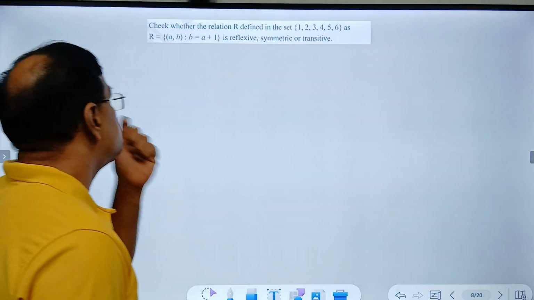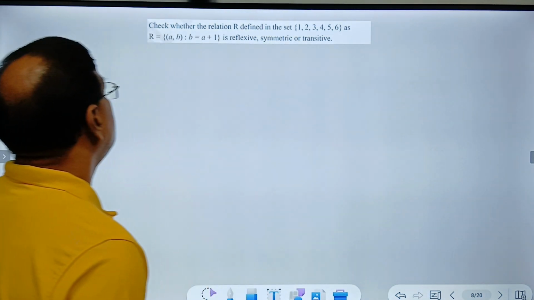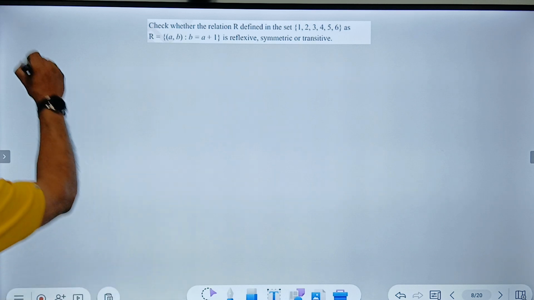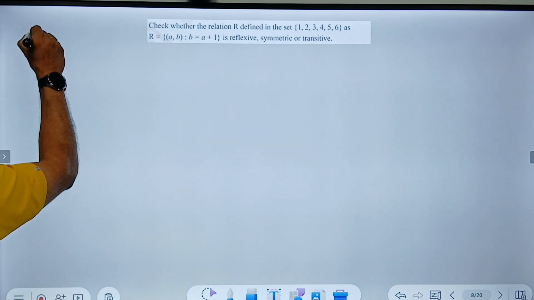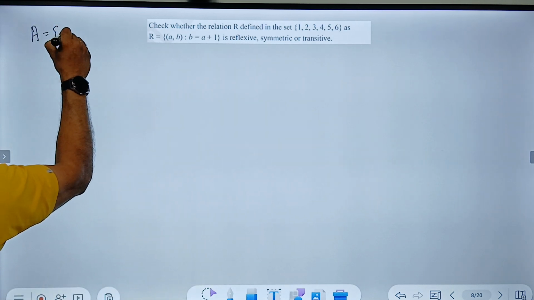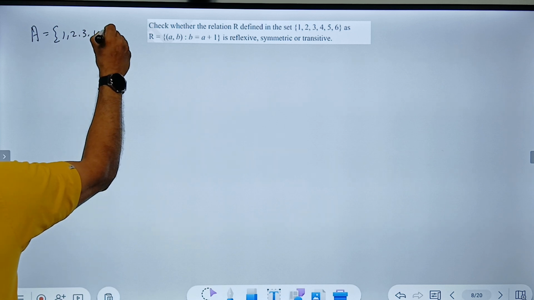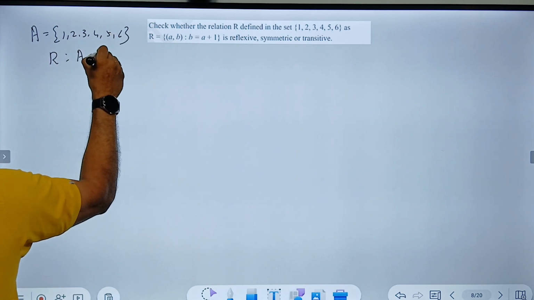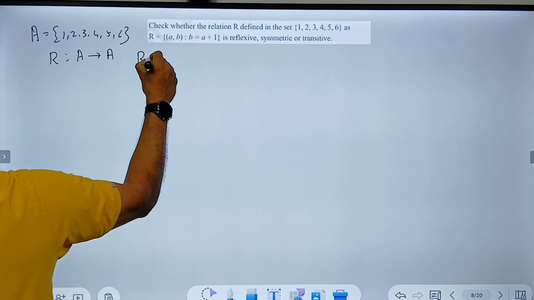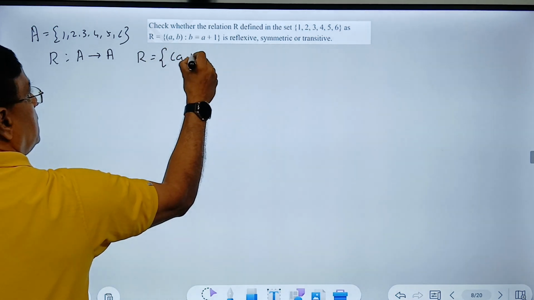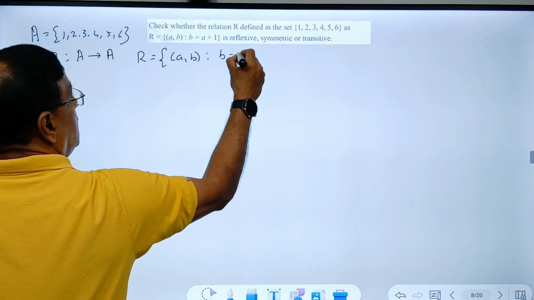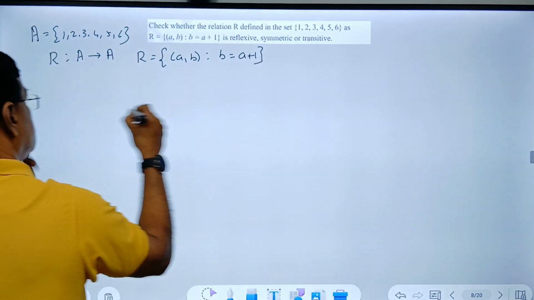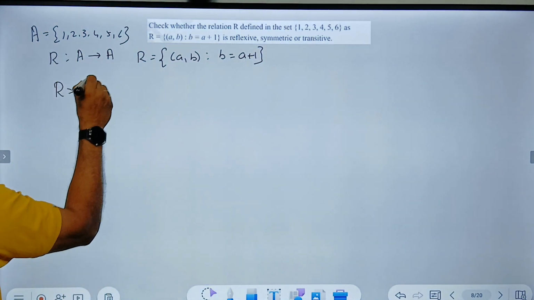Check whether the relation R defined in the set 1, 2, 3, 4, 5, 6. Okay. Your set is, I'll call this set A, which is 1, 2, 3, 4, 5, 6. R is a relation on A to A. And how is the relation defined? It's defined as (a, b) such that b equals a plus 1. So let us find out what the relation R is.